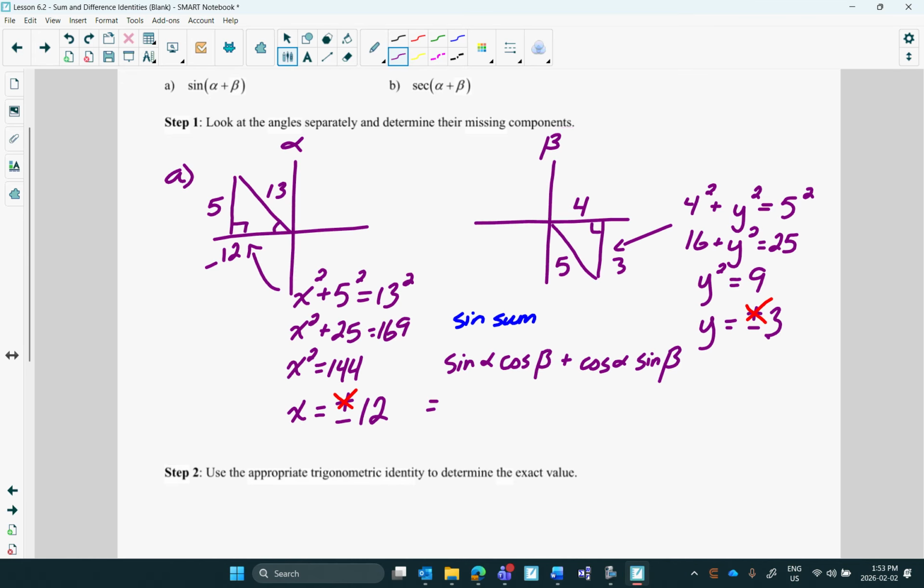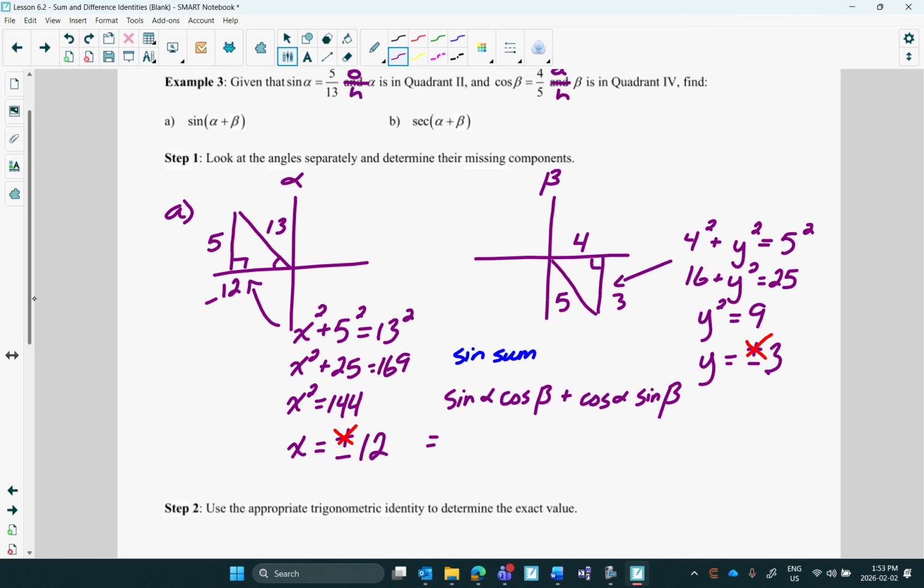What's sine alpha? What value is sine alpha? We're given it in the question. Not 5. Sine is a fraction. Yeah, 5/13. Times, what's cos beta? Yeah, we're given that.